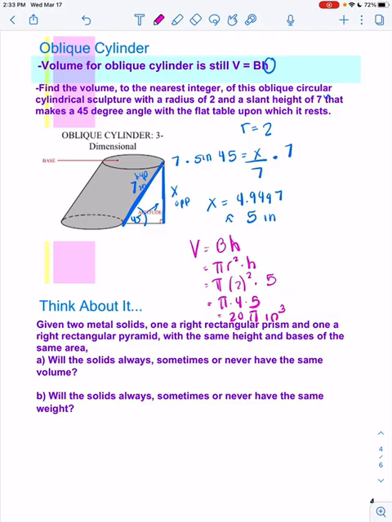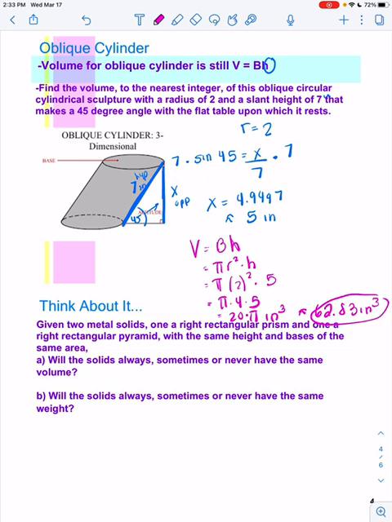Now, if I wanted to find the answer, not in terms of pi, I would just multiply the 20 times pi in my calculator. Obviously, you're going to get a crazy answer because pi is irrational, but we'll round it. We'll say approximately 62.83 inches cubed. And that's just taking the 20 times the pi and putting it in my calculator.